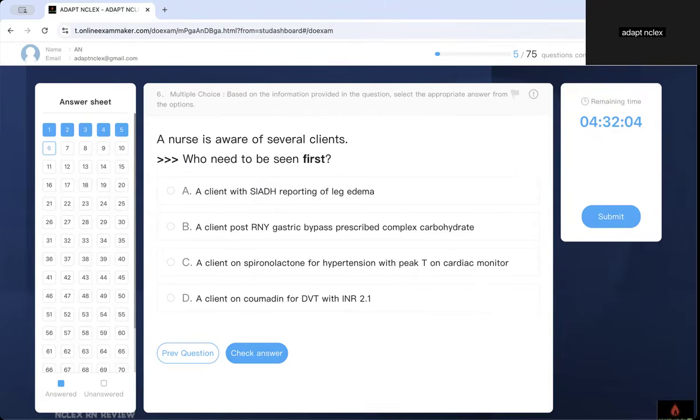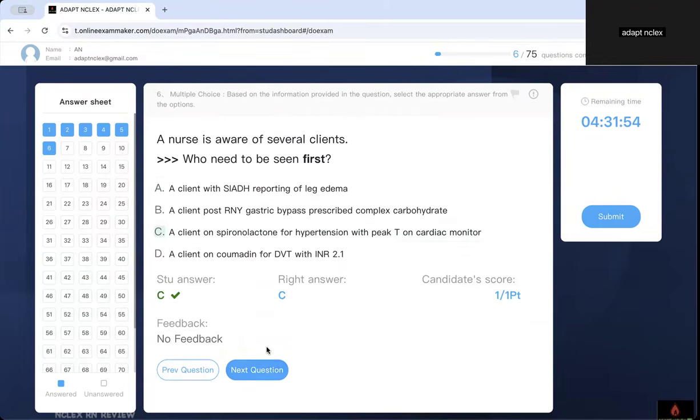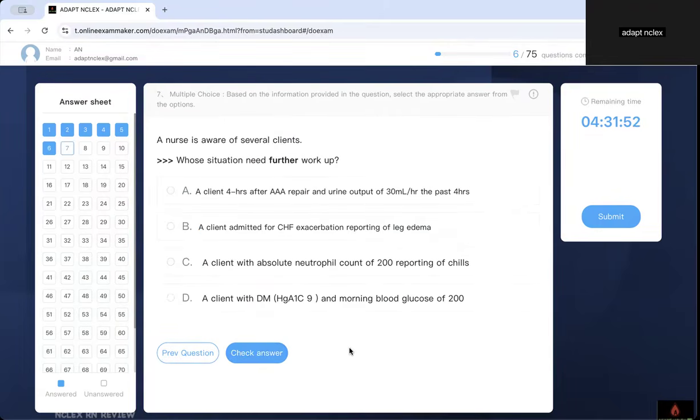SIADH, you retain water, you have edema. What should I worry about? Nothing. The only thing I should worry about is if you are having seizures. Therefore, I'm picking number 3. And I know you pick the same thing.